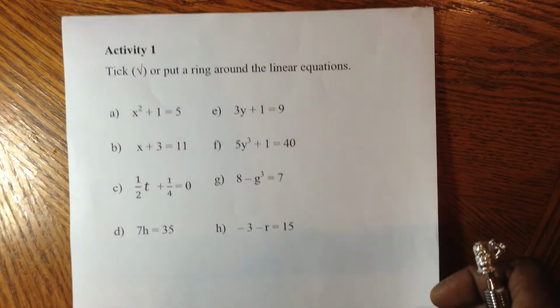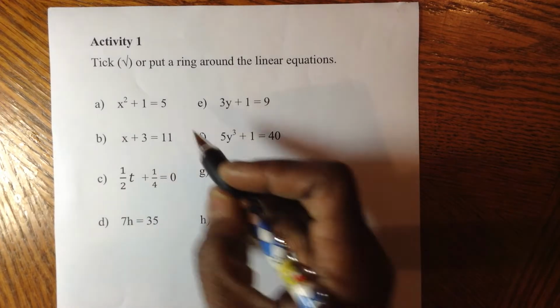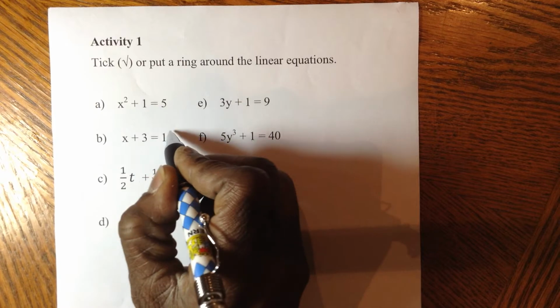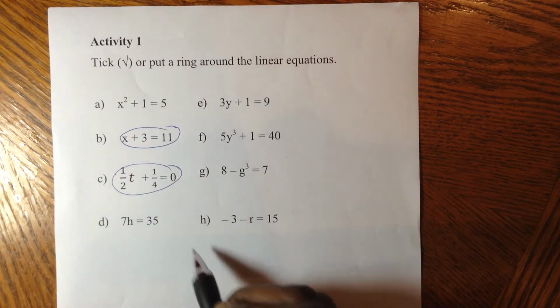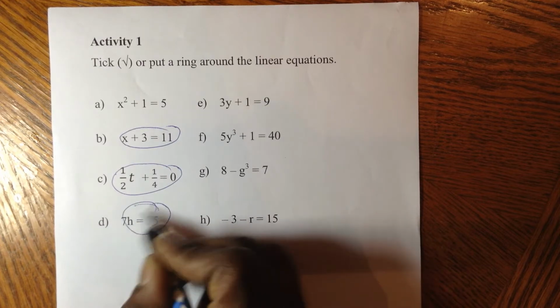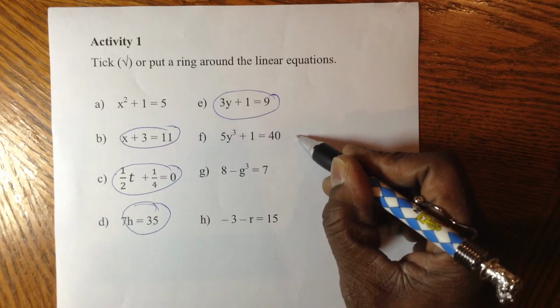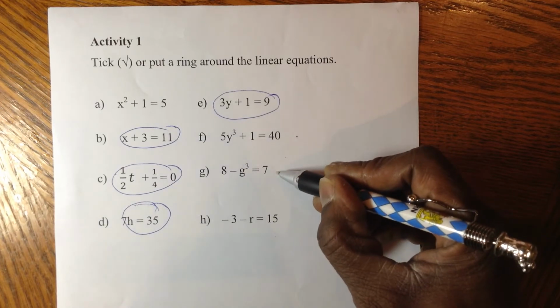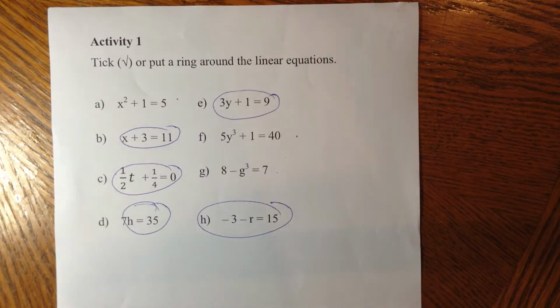So activity 1, tick or put a ring around the linear equations. This is not, that is a linear equation, that is a linear equation, that is a linear equation, that is a linear equation, that is not a linear equation, that is not a linear equation, this is a linear equation, and that is not a linear equation. So study them carefully. You have an idea of what linear equations are.